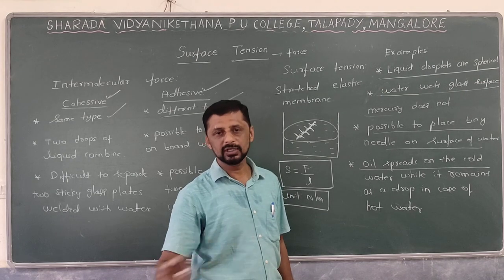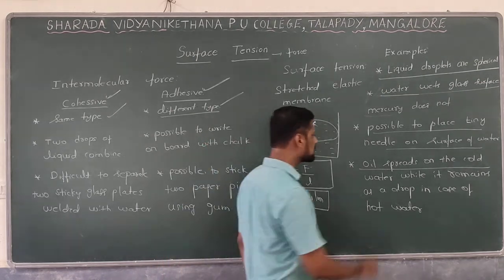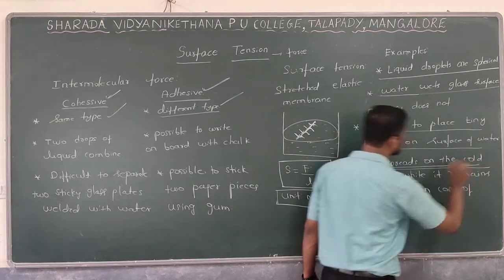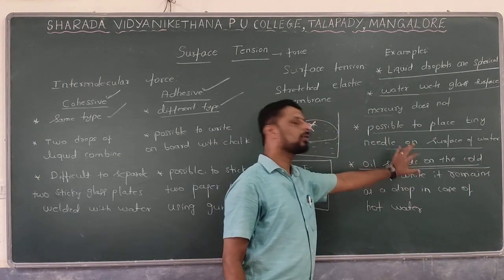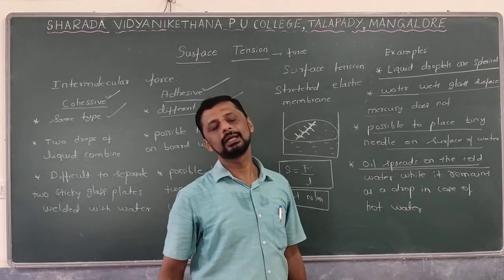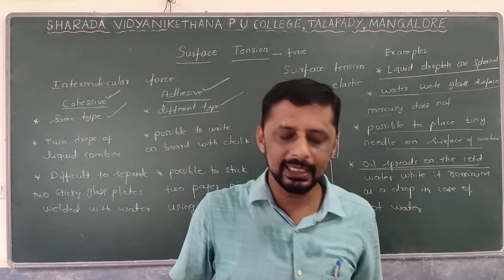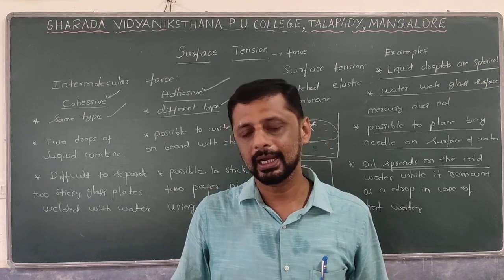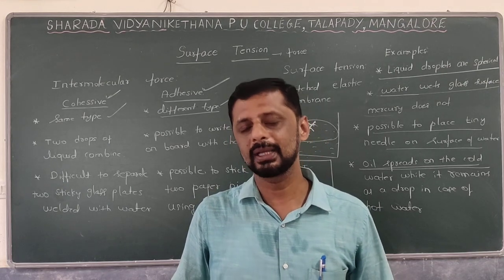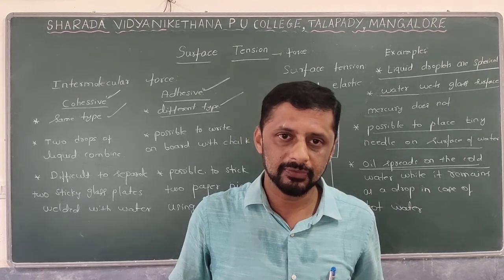Next, normally you will observe oil spreads on cold water while it continues to remain as a droplet on the surface of hot water. The reason is that the surface tension of oil is less than that of cold water, but it is greater than that of hot water, and hence it continues to remain as a droplet on the free surface of the liquid.